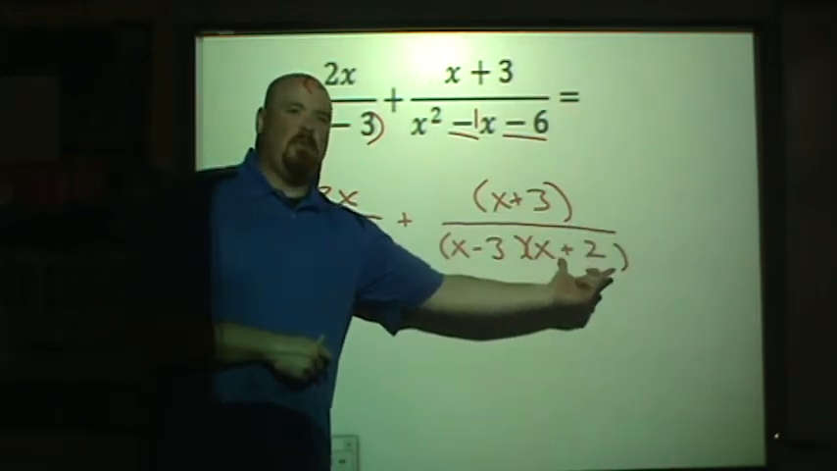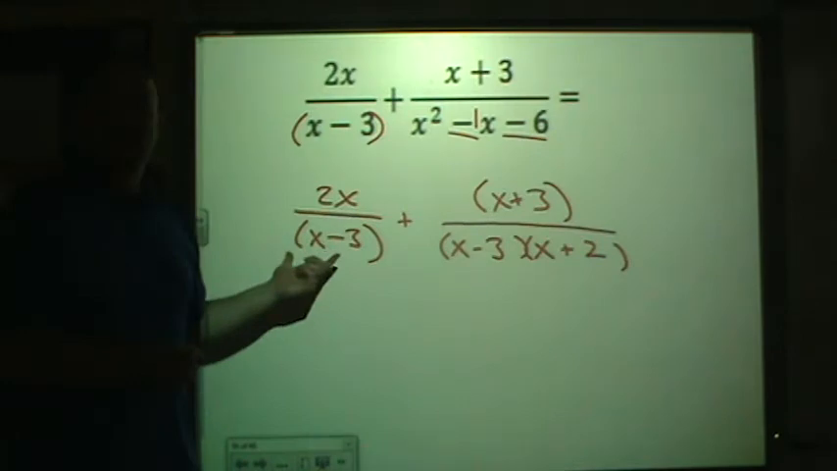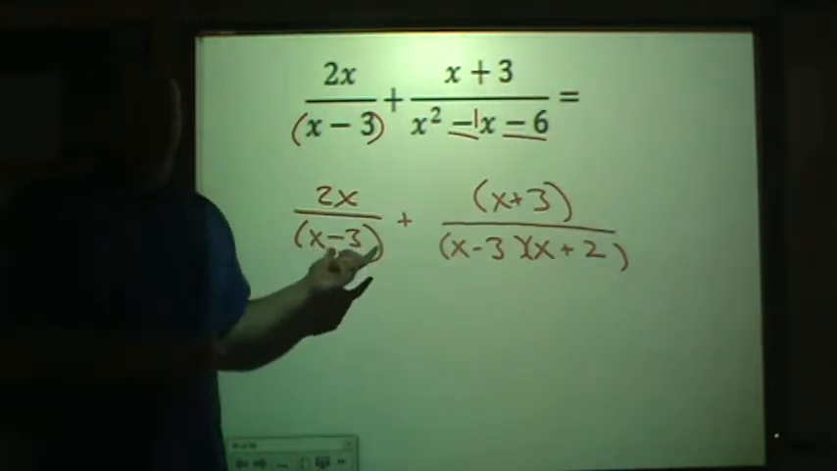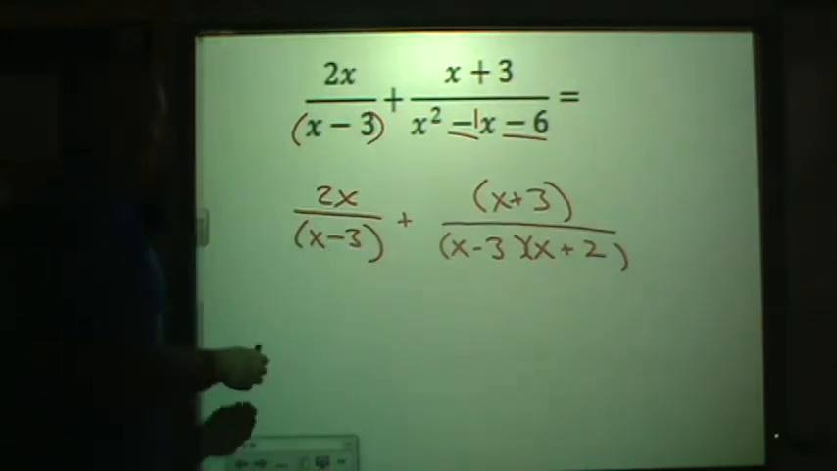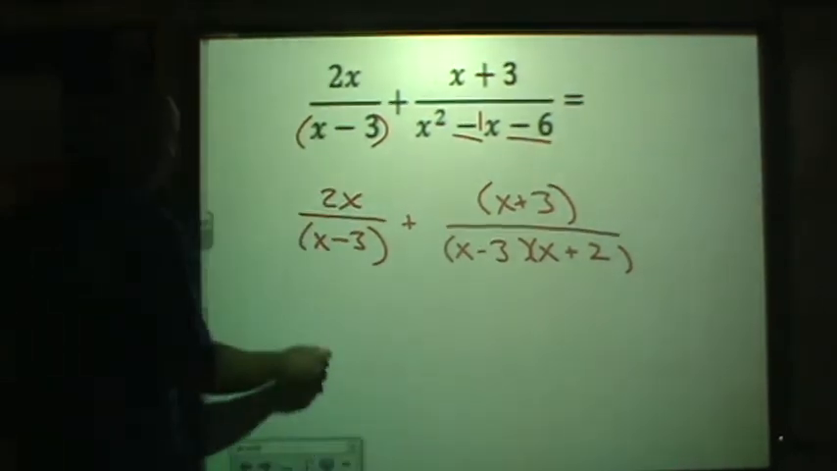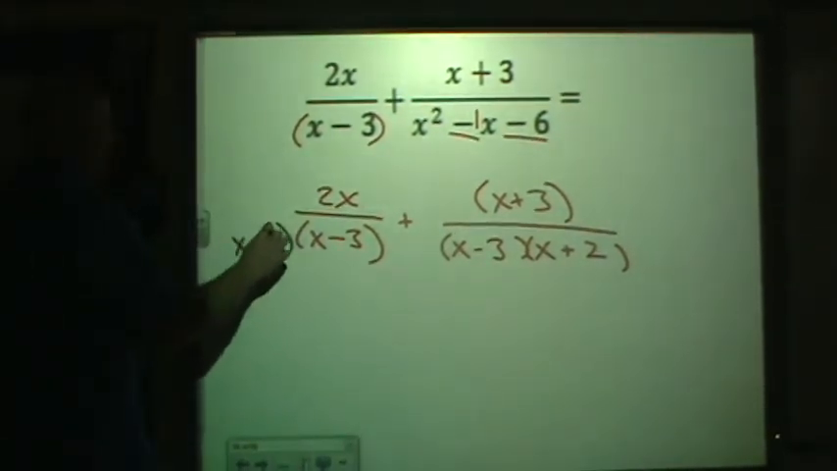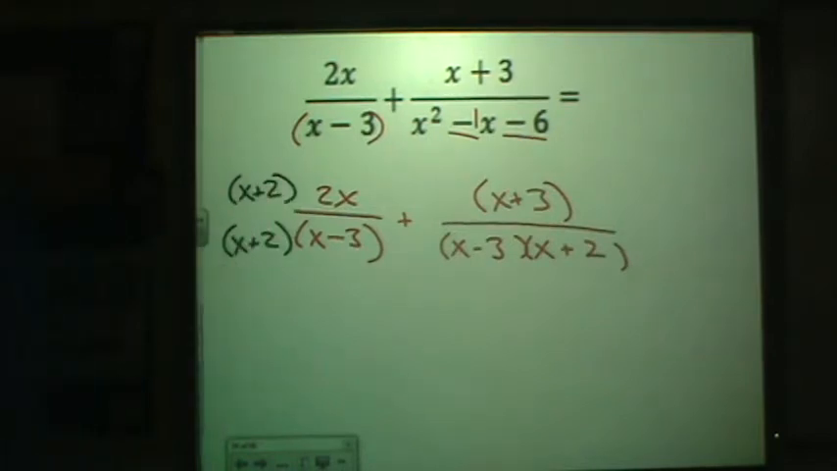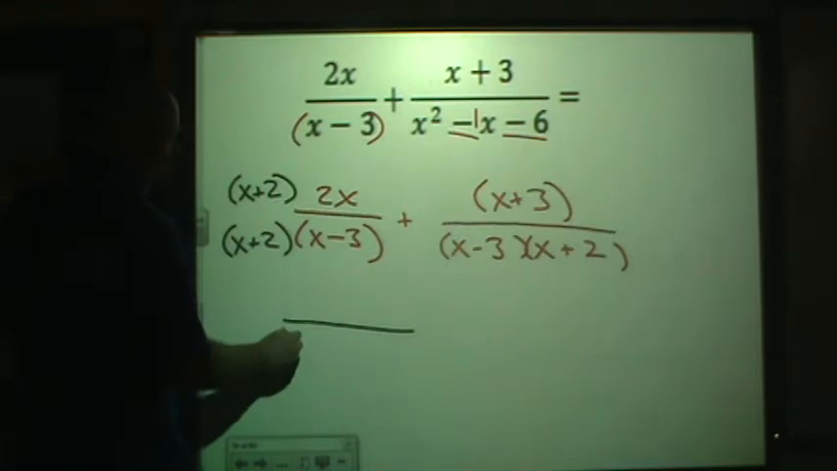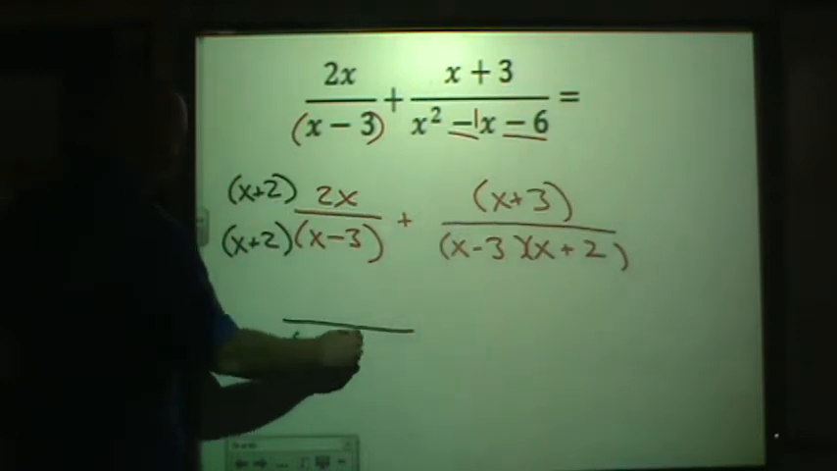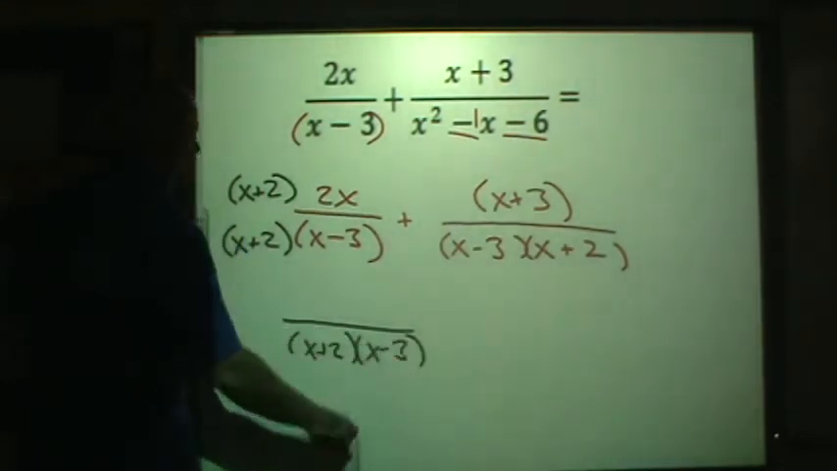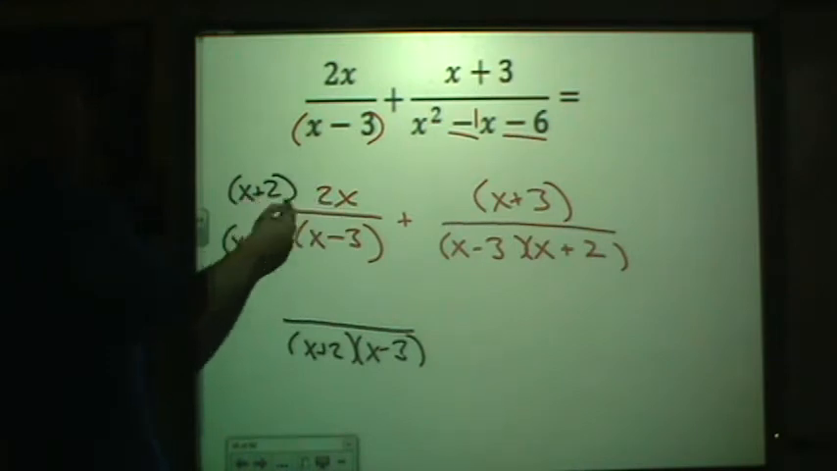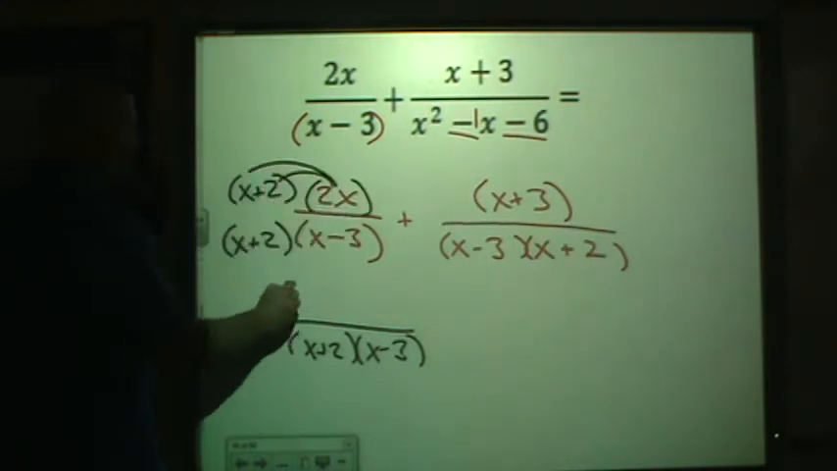But this has an x plus 2 in the denominator, and this does not. So if I want those denominators to be common, then I need to multiply this fraction by x plus 2, on the top, on the bottom, okay? So I have x plus 2, x minus 3, and on the top here, this is a binomial times a monomial, so I'm going to distribute that.